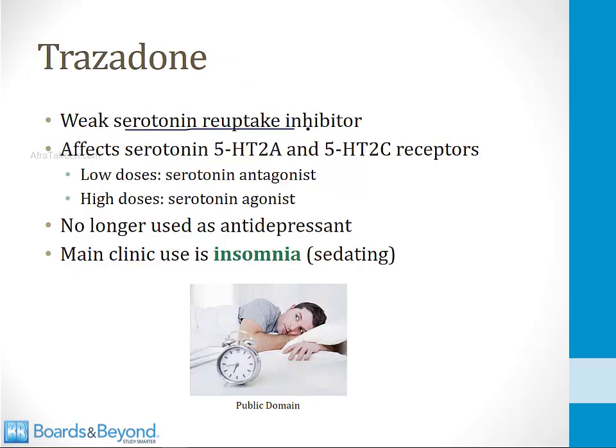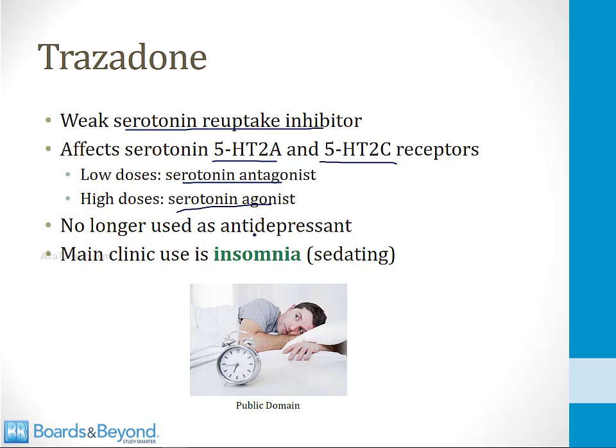Trazodone is a weak serotonin reuptake inhibitor, so in this way it functions like an SSRI, but it also has effects on two subtypes of serotonin receptors, the 5-HT2A and 5-HT2C receptors. At low dosages, it's a blocker of these receptors, but at high dosages, it's an agonist, and that's why it can be used as an antidepressant.